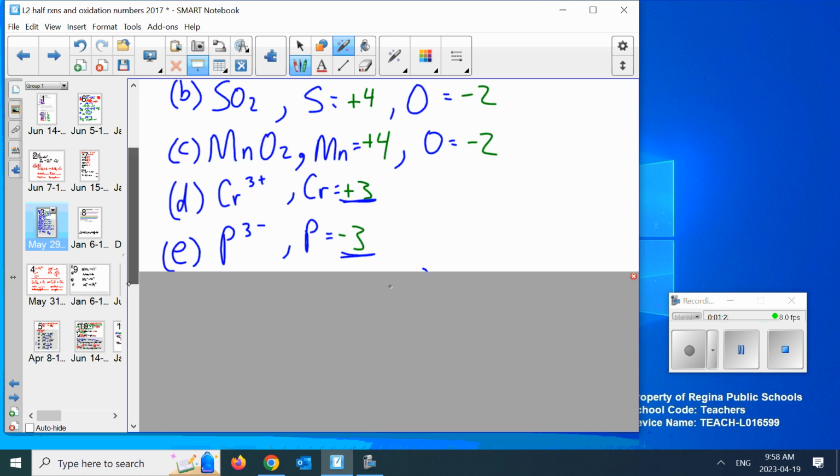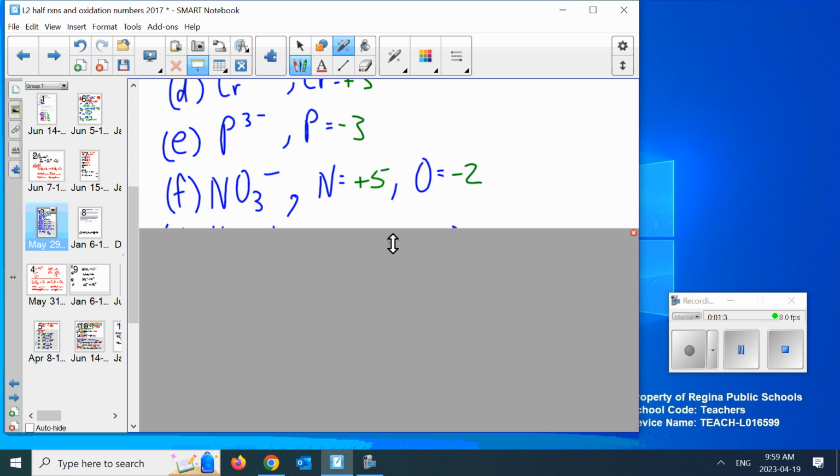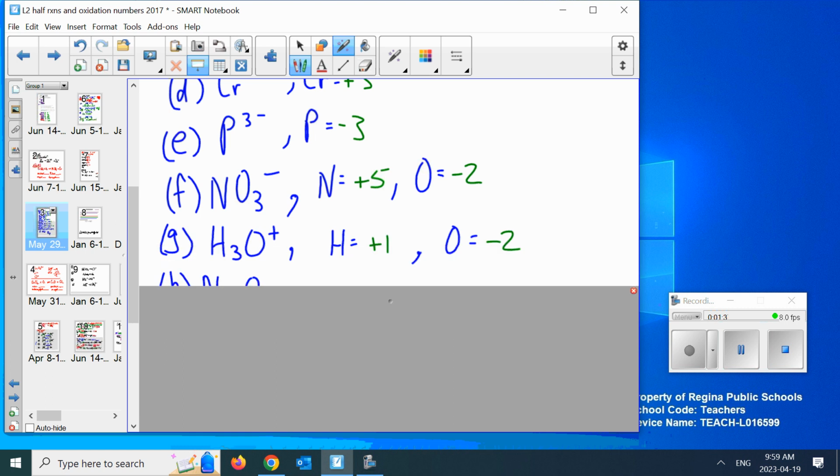Okay? This one. +5 for the nitrogen because each oxygen is -2. That adds up to -1. H3O, the hydronium ion. We're familiar with that? +1, -2. That wasn't too tricky. It's what you expect.